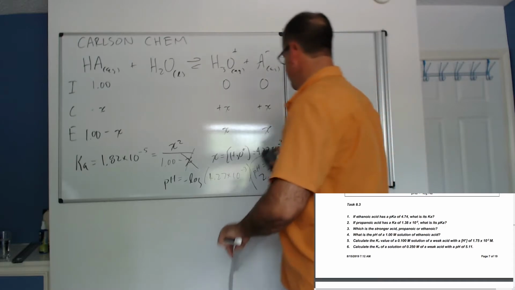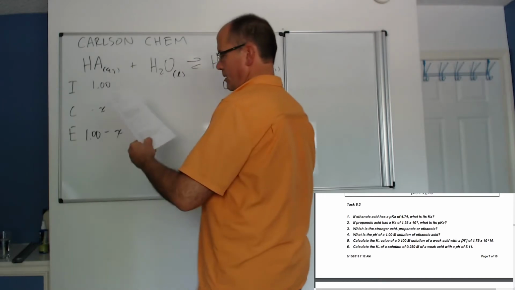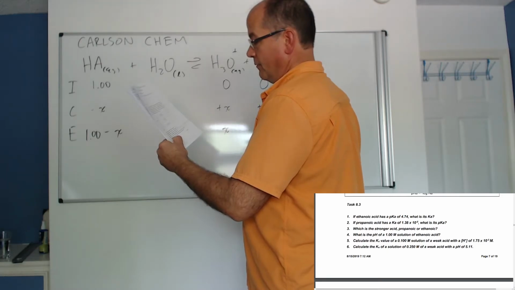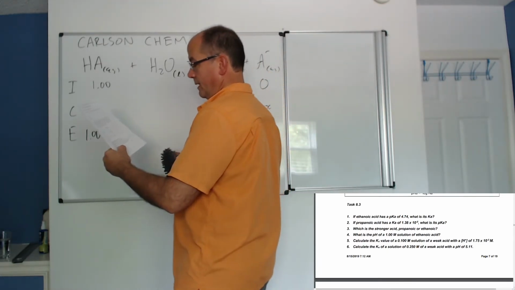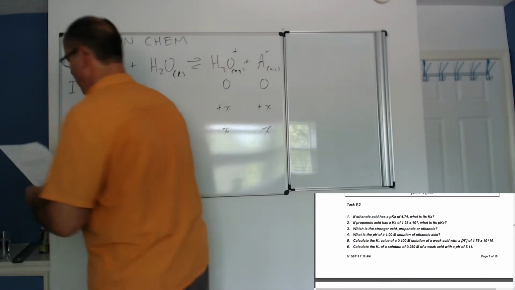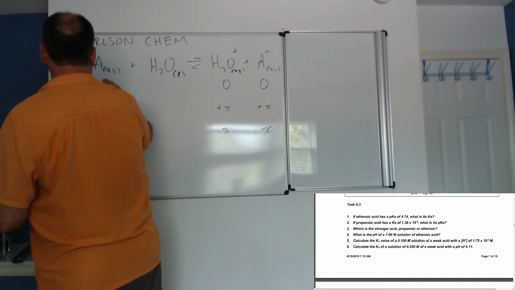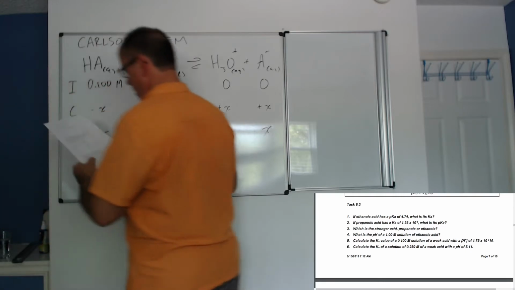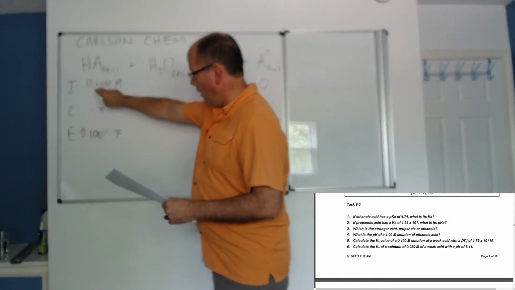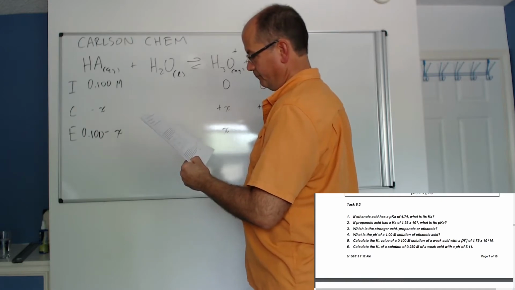I'm just going to erase some of this. So for number 5, calculate the Ka of a 0.1 molar of a weak acid, just any generic weak acid. So now it's 0.1. Instead of 1, it's 0.1. Well, 0.1 is still much greater than what comes across generally. 1/10 is still going to be generally much greater than what comes across as X.